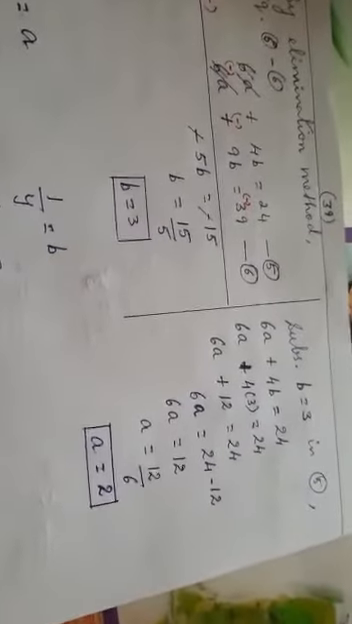6a is equal to 24 minus 12. 6a is equal to 12. A is equal to 12 by 6. A is equal to 2. Now we got b is equal to 3. A is equal to 2.